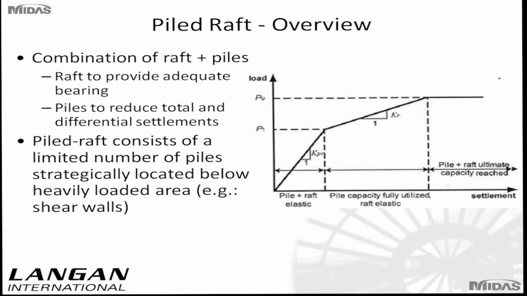Now, in general, piles are used as settlement reducers and are placed under strategic locations under the raft or under the whole raft. This diagram describes the concept behind the pile-rafts, where the load is initially taken by the piles and the raft elastically. Then as the load increases, the pile capacity is fully utilized, and at one point the raft contribution starts to increase, until finally both pile and raft capacities are reached, and then the foundation ultimate load is determined.